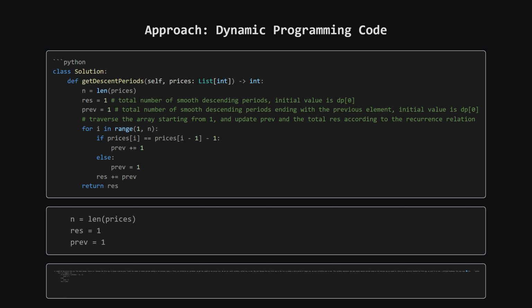Alright, here's the Python code. We're implementing the optimized dynamic programming approach. Notice we don't even need a full array to store the history. Since today only depends on yesterday, we can just use a single integer variable to track the previous day's count. Let's break this down further.